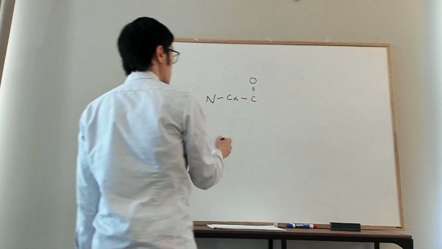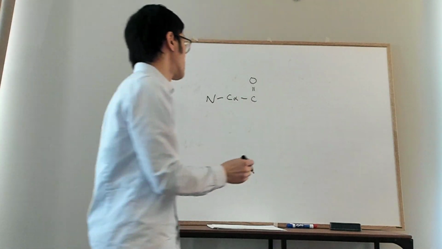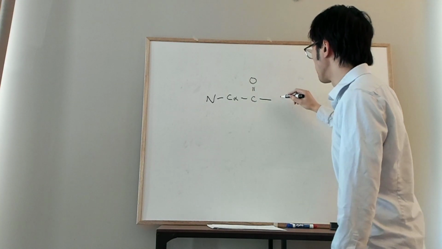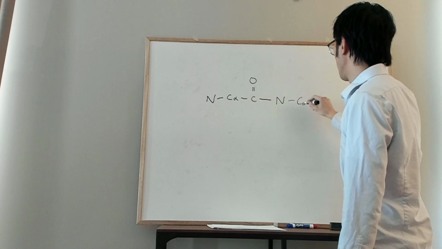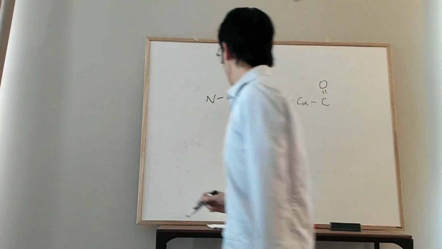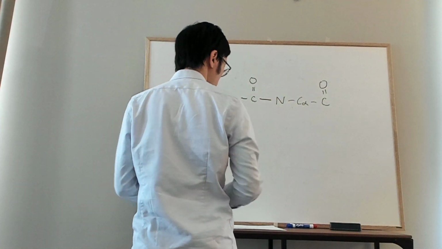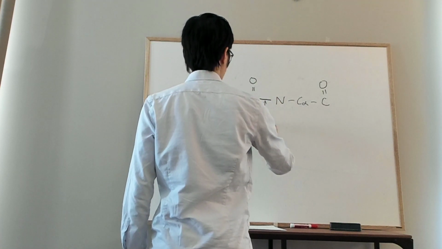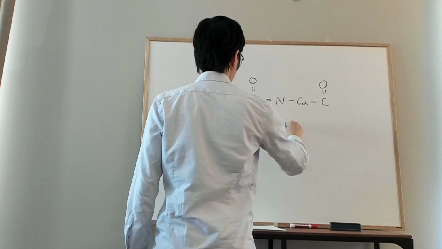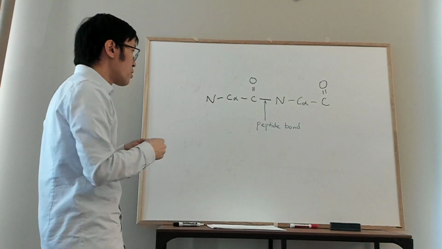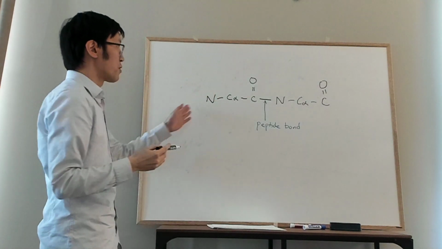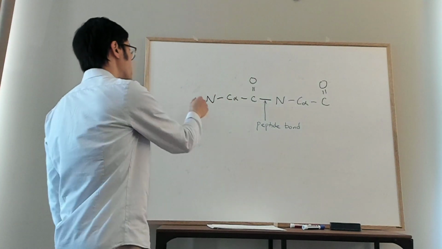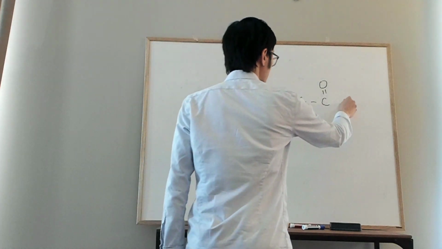Linking together two adjacent amino acids, there's a peptide bond, and here we have another amino acid with another N, C alpha, C, and O. This over here is what we call the peptide bond, and that links together each of these letters in the amino acid sequence. This sequence continues on both sides.